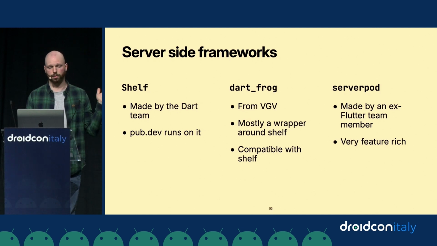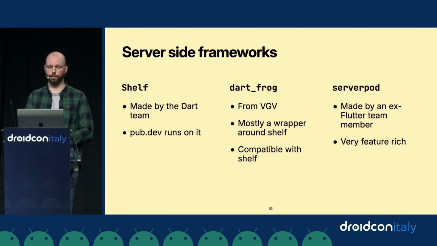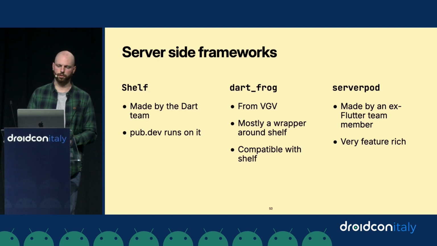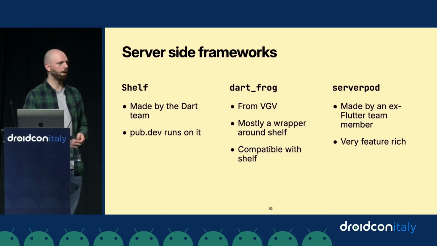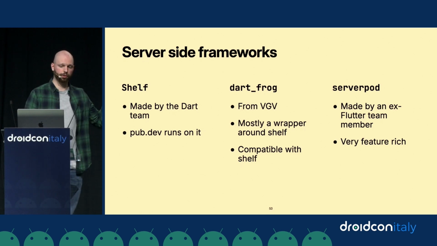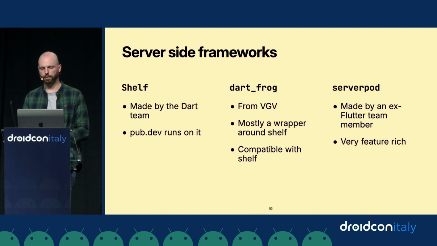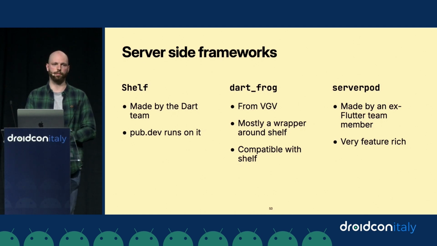The popular ones are Shelf, which is made by the Dart team, Dart Frog, which is from Very Good Ventures, but mostly just a wrapper around Shelf, and then the last one is Serverpod, which is actually made by an ex-Flutter team member. I believe that to be the most feature-complete Dart server framework out there. However, for Shelf, I have some code examples online. They're incomplete, but they're a very good starting point if you're interested in that.